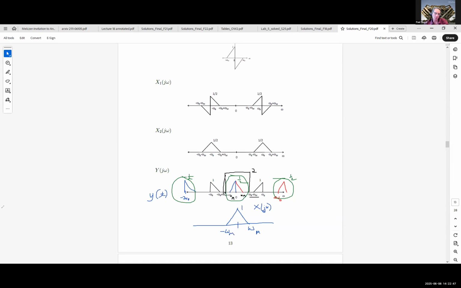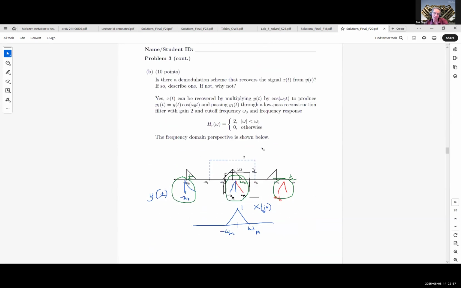So that requires some familiarity with what modulation does to the transform. But once you recognize that, you realize that you can just use that same cosine omega naught t as the demodulation factor.